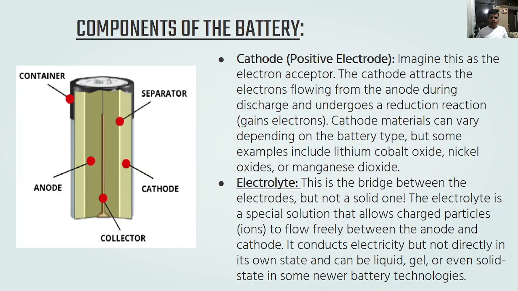Then electrolyte. This is the bridge between the electrodes, but not a solid one. The electrolyte is a special solution that allows charged particles, ions, to flow freely between the anode and cathode. It conducts electricity, but not directly in its own state, and can be liquid, gel, or even solid state in some newer battery technologies.